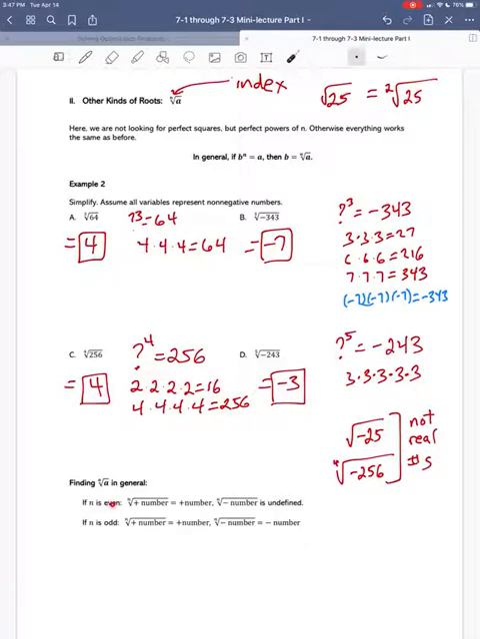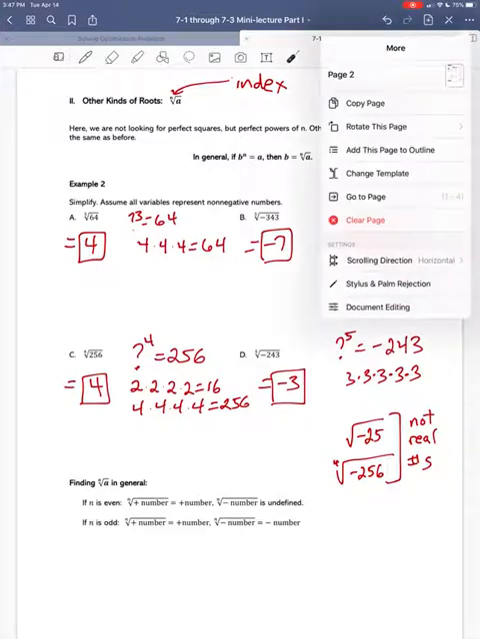If we're taking even roots, we can take even roots of positive numbers and we get positive numbers as my results. But I can't take an even root of a negative number. We say that's undefined. If I have an odd root, my index is odd, well, an odd root of a positive number is positive. An odd root of a negative number is negative. Let me go to the next page.